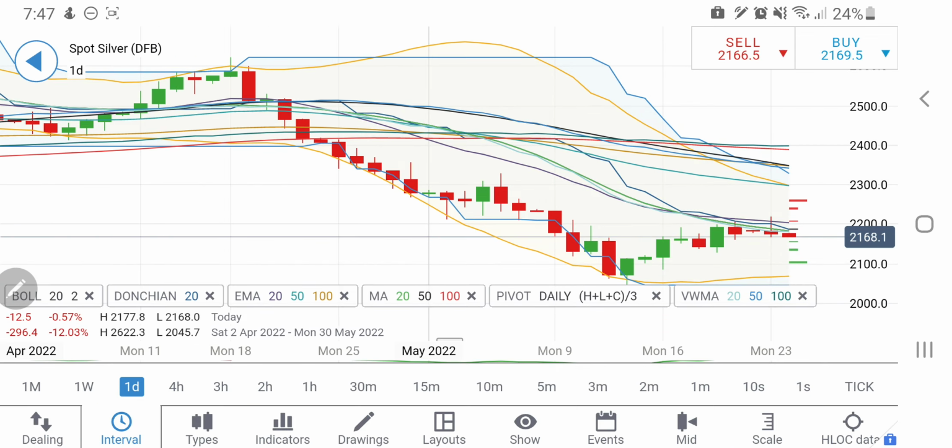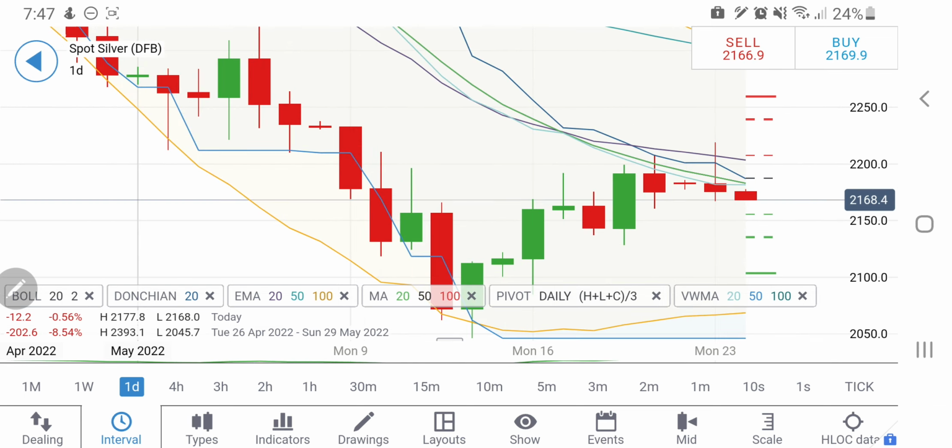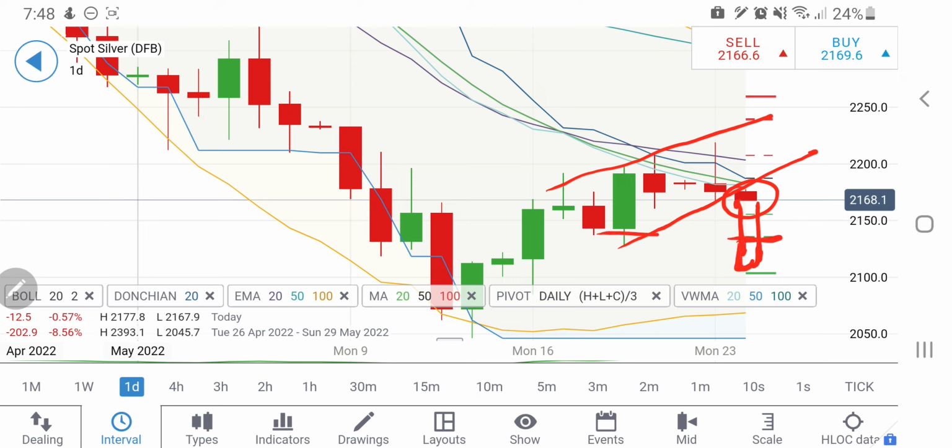On the daily charts, see, it is coming out of this channel. So this is going to be a stronger red candle. Probably if it breaks below 2160, we may see a sharper drop on silver today. Be cautious. We can expect 2130 levels, and then in fact it can try to move towards 2120 levels.